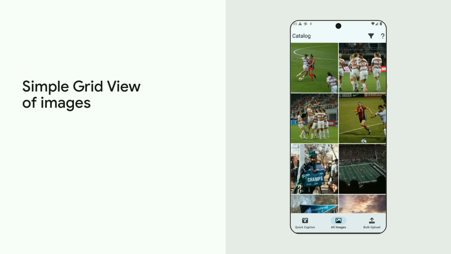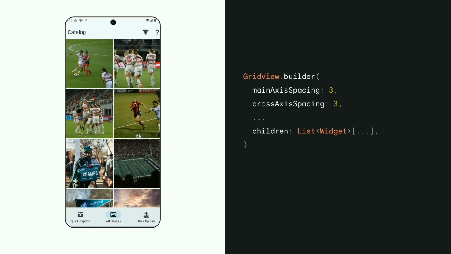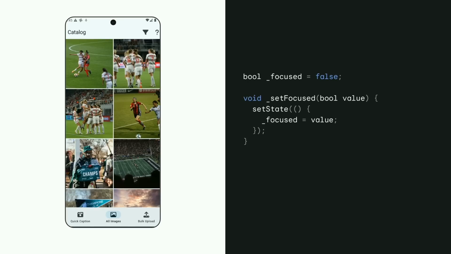So here we have this grid of images from our demo app. The existing code, I'm showing you this to show you it's not very complicated. It's a container with some formatting and an image. Here's an abbreviated version of the GridView code for readability. What this code doesn't do is handle D-pad or mouse hover states.